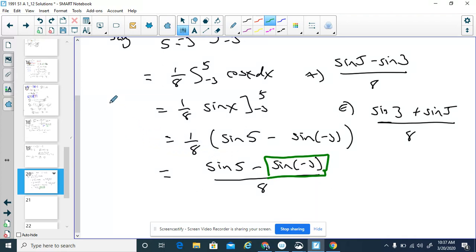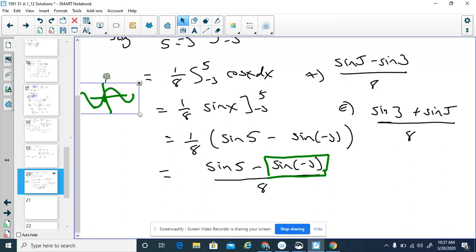Sine is an odd function. That means it's symmetric to the origin. So it's not the greatest graph, but if I graph this like that, and I was to take this and flip it, it looks exactly the same. If you can rotate a graph 180 degrees and it looks exactly the same, like it hasn't moved, that means that it's symmetric to the origin.